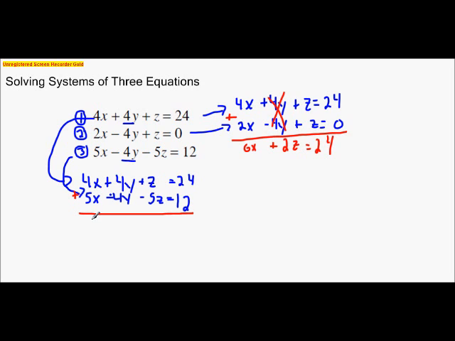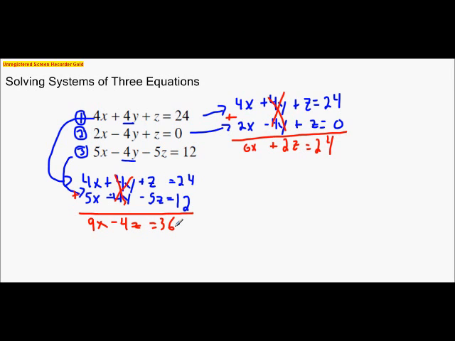So 4x plus 5x is 9x. And 4y minus 4y, again, will cancel out those y's. Okay? And then I have, so those go away, and I have 1z minus 5z, which is a negative 4z. Right? And that's equal to 36.